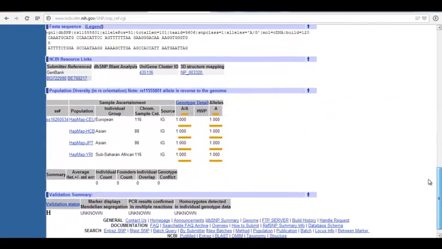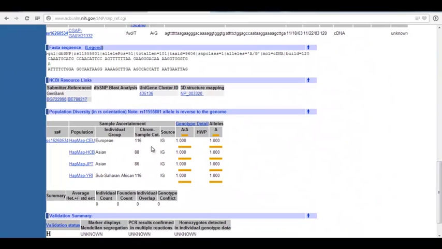If I scroll down, I can also get, in some cases, population data. It looks like the A allele is a lot more common than the G allele. In the European population sample, it looks like 100% have an A. Same with the Asian population and even the sub-Saharan African population. So this is a pretty rare SNP. Most people have an A at this position, and it is very rare that we would see the G.